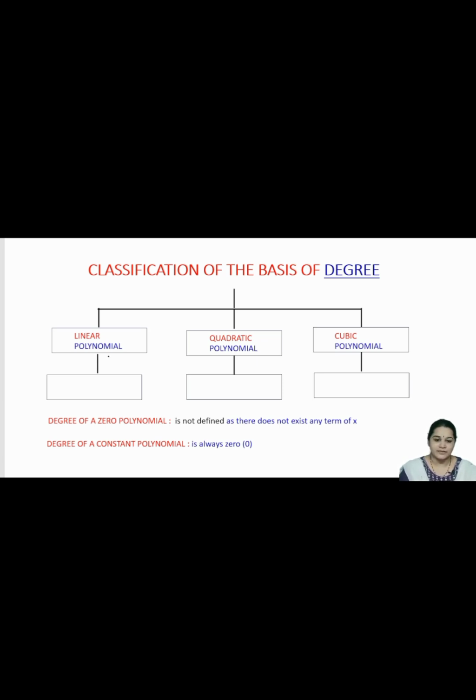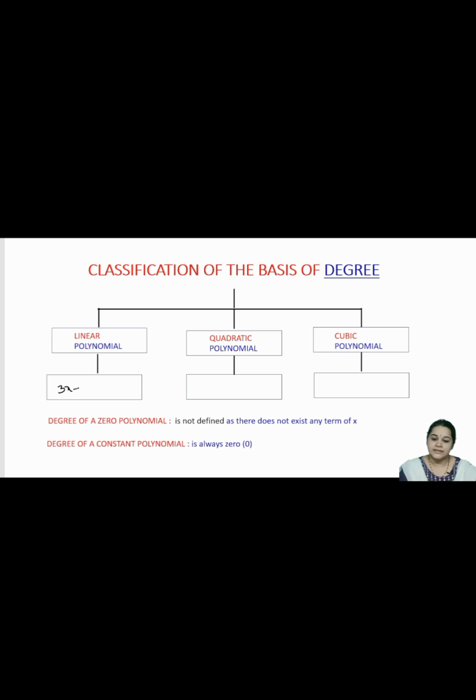Linear polynomial. A polynomial of degree 1 is called a linear polynomial. A polynomial having a degree of 1 is called a linear polynomial.